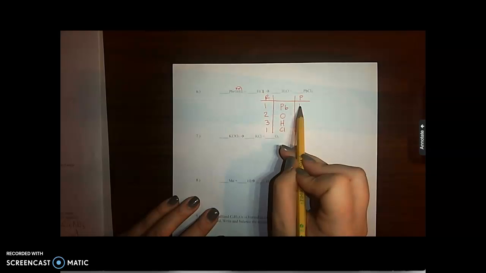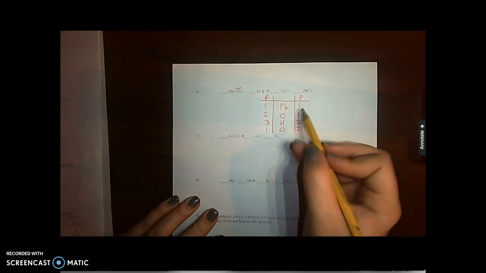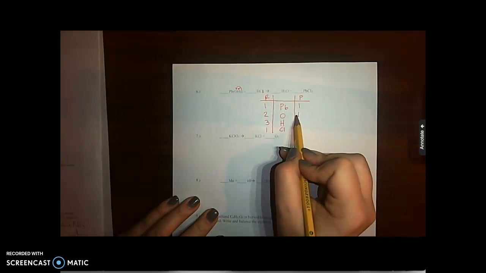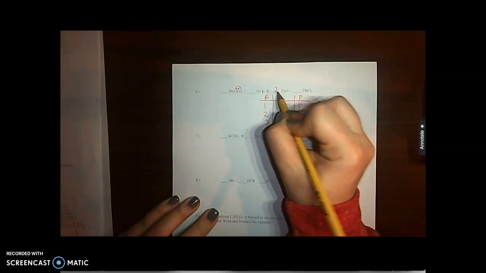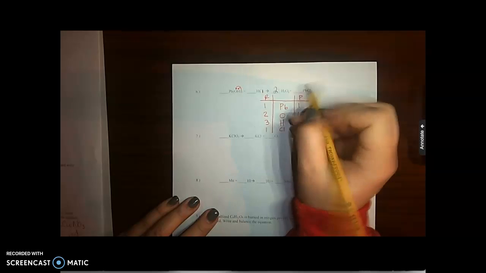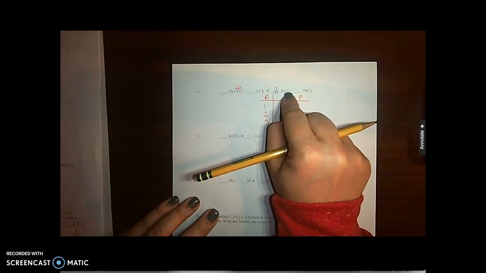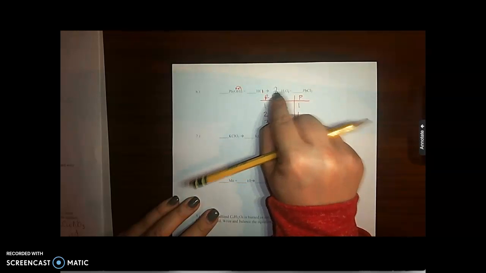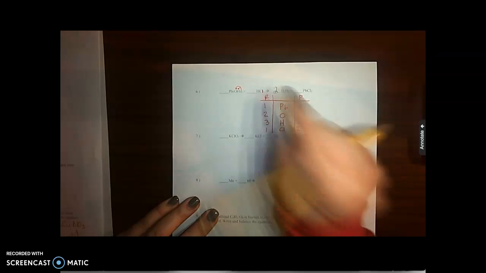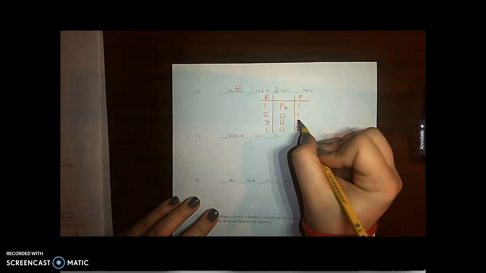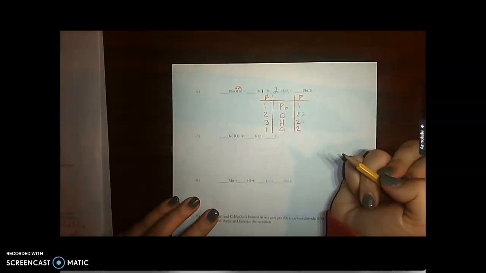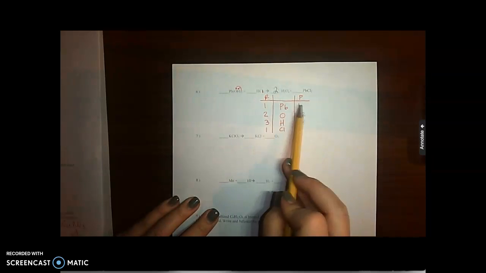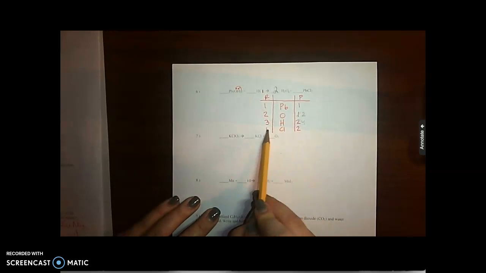So my Pbs are the same, my oxygens are not. So the lowest number that 2 and 1 can both go into is 2. So I'm going to put a 2 in front of the H2O because that's the only place that I see an oxygen on my product side. It doesn't just change the oxygens, it also changes the hydrogens. So 2 times 2 is now 4. Then 2 times 1 is 2. So my Pbs are balanced, my oxygens are balanced, my hydrogens are not, and my chlorines are not.